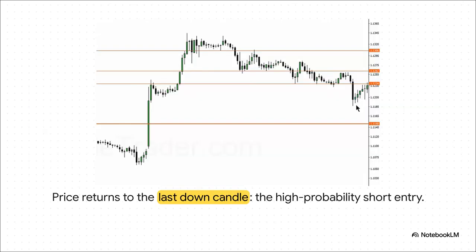And what happens next? Just look at that. Price rallies right back up into one of those old broken lows. And it's not just any level. It goes right to the last down candle before the break. For any trader who felt like they missed that first big drop, this is your second chance. This is the high probability short entry that the mitigation block serves up on a silver platter.